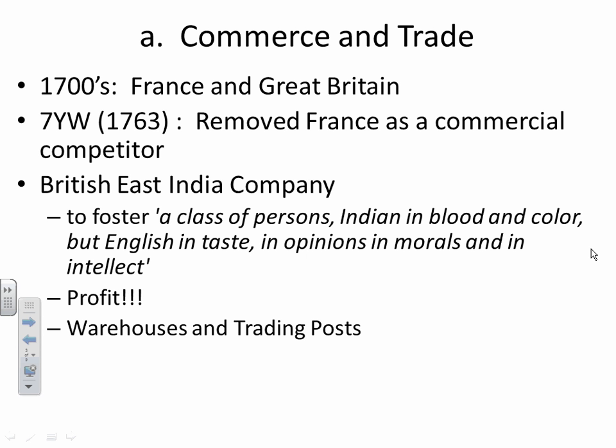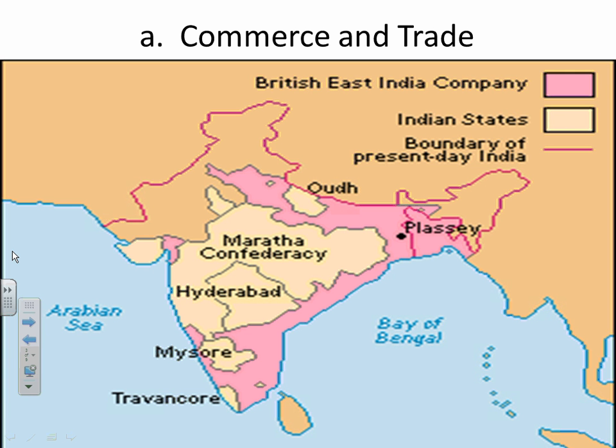But of course, for the British East India Company, the most important thing that they were trying to acquire is profit and making money. So throughout India, you had British East India Company warehouses and trading posts. Here in this map, you can see these pink shaded areas show the territory in India that was dominated and controlled by the British East India Company. And of course, it's along the coasts primarily, and then also up in northern India.